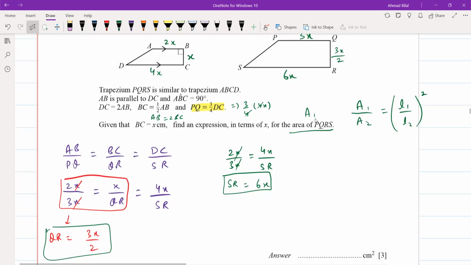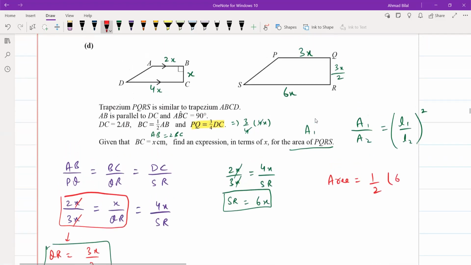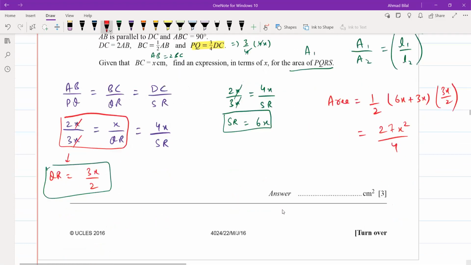अब हमें क्या करना है, एरिया फाइंड करना है इसका, एरिया ऑफ द ट्रेपीजियम. एरिया का फॉर्मूला क्या होता है, it's half into sum of parallel sides into the height. Sum of parallel sides, that's going to be 6x plus 3x. हाइट कितनी है, 3x over 2. We just evaluate this. यहाँ हम देखेंगे क्या आता है, 27x over 4. So 9 into x square आता है, sorry. So 9x into 3x, that will be 27x square divided by 4. So that's what we get. That's the area. We say this is 27x square divided by 4.